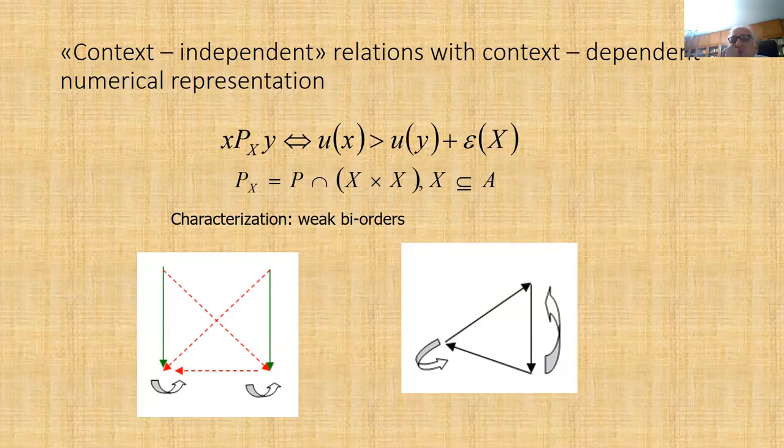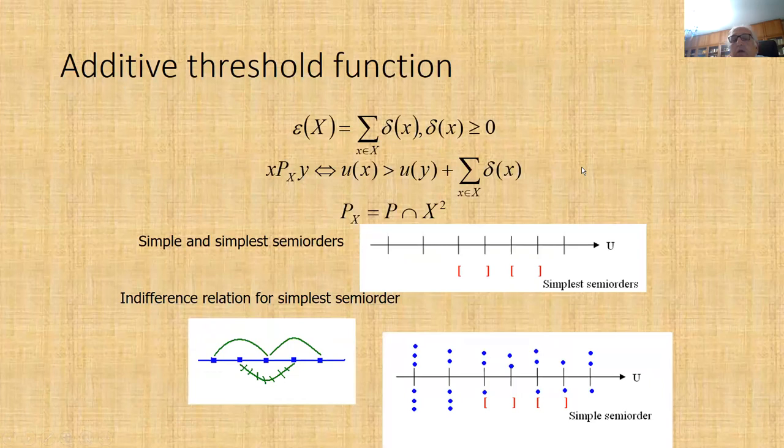And then I've switched to another model, which is also very interesting. Now I would like to consider, again, this epsilon of x, the error which is defined by the set itself. But I would like this epsilon to be an additive function of deltas, which are defined on the alternatives, and they are non-negative, okay?